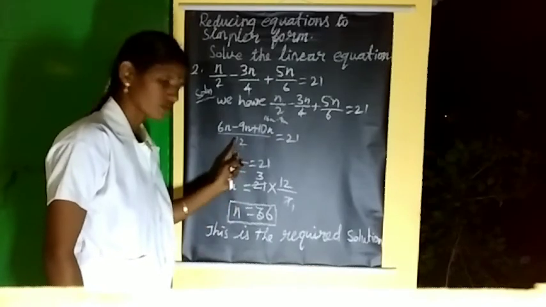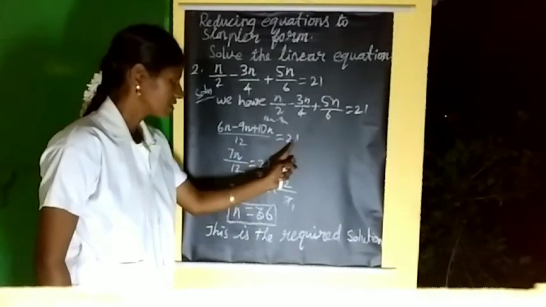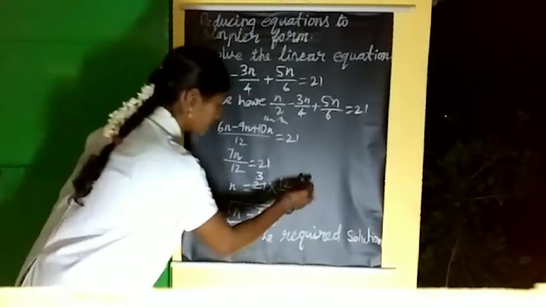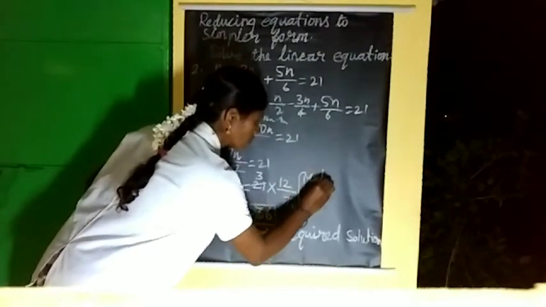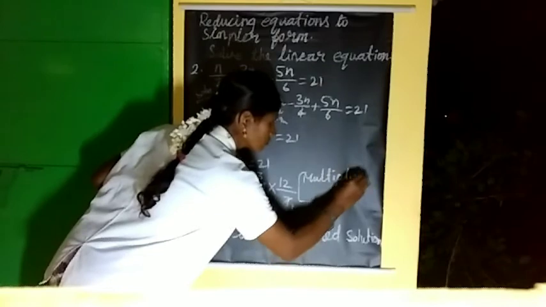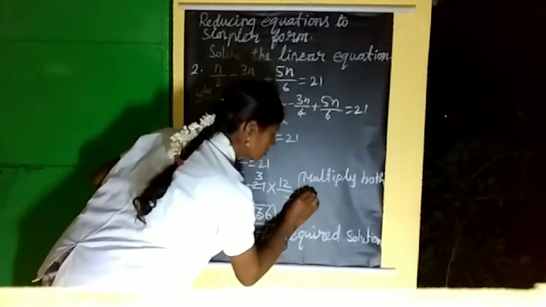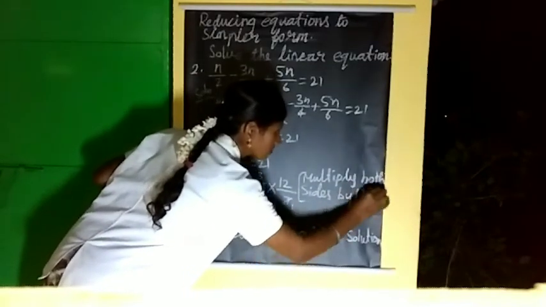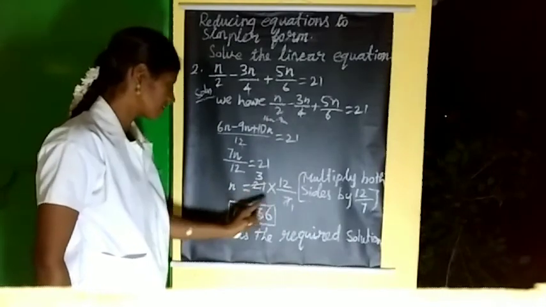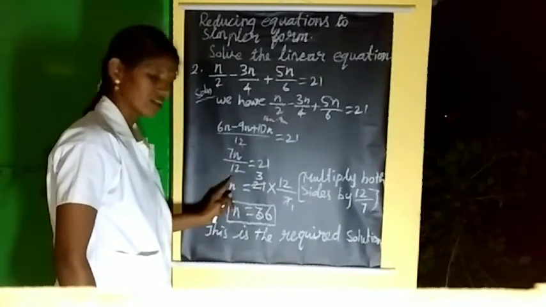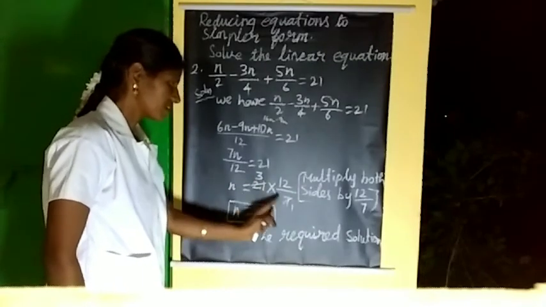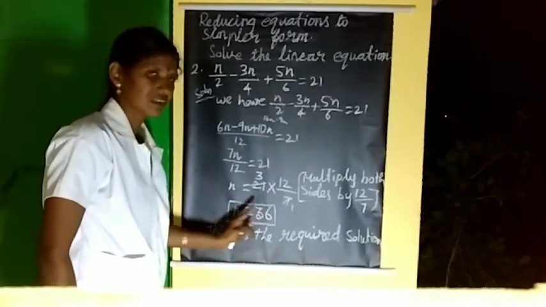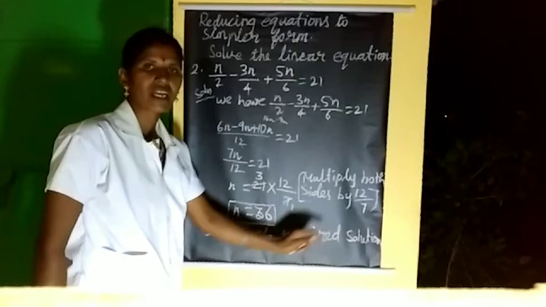In the denominator, what is there? That will be as it is. 7n by 12 is equal to, in the RHS, 21. Then multiply both sides by 12 by 7. Then only you can cancel this 7 by 12 in the LHS. Now simplify this. 1 7 is 7, 3 7s are 21. Then multiply these two. 3 12s are 36. n is equal to 36 is the required solution.